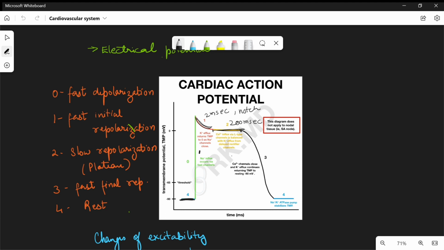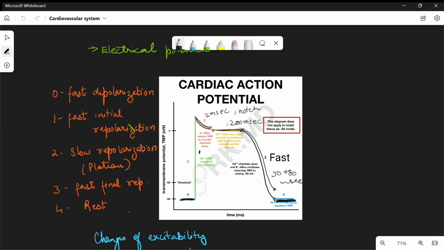Number 3, that is this part of the graph, is fast final repolarization. You can see the time, how quickly it's descending. So this is final repolarization. It occurs after the plateau and it is a fast process compared to the last one. It takes about 50 to 80 milliseconds. Then comes the re-establishment of resting membrane potential, the rest phase. So this was the electrical potential part.